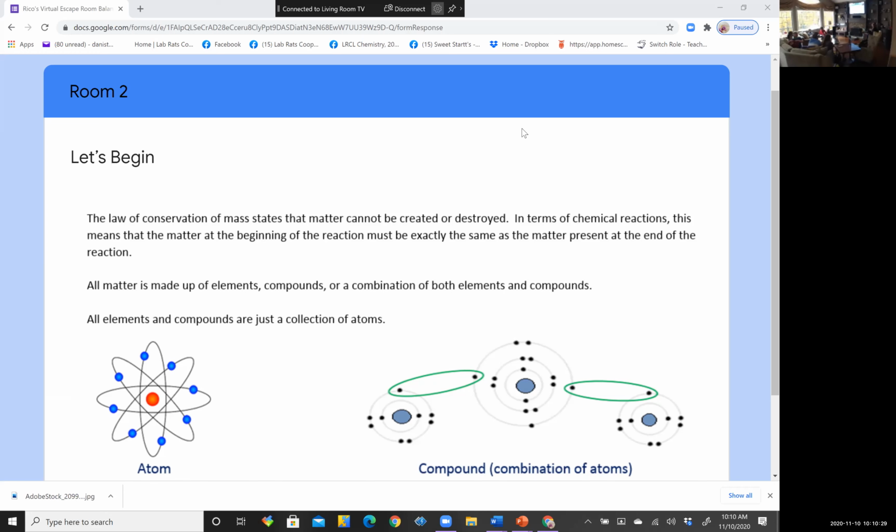Say you wanted to make 2 peanut butter and jelly sandwiches. How many tablespoons of peanut butter would you need? 2. And how many slices of bread would you need? 4. That's right. So that's what you need to do.